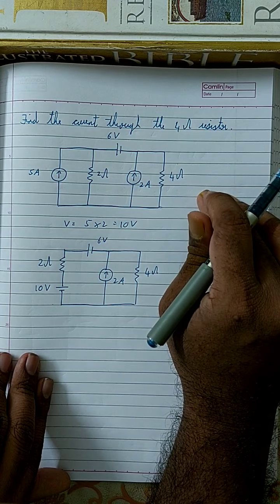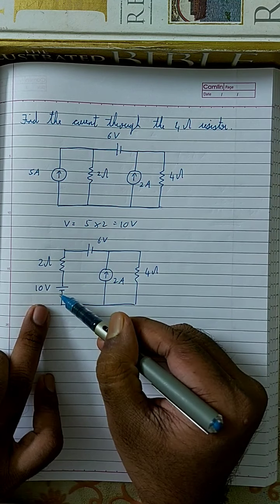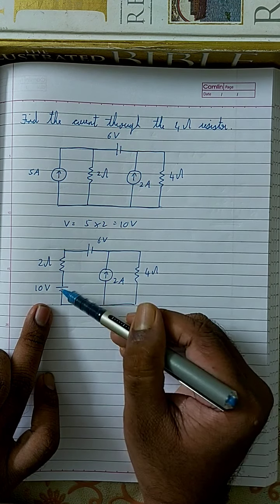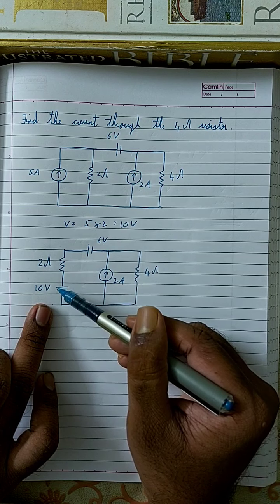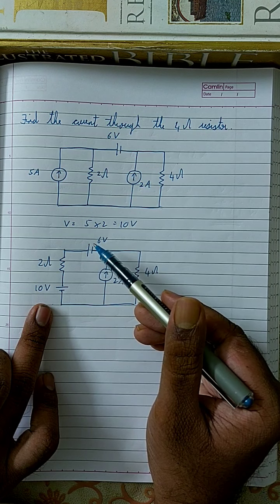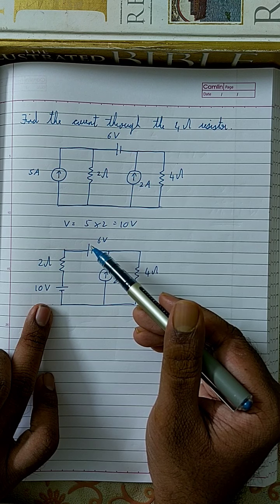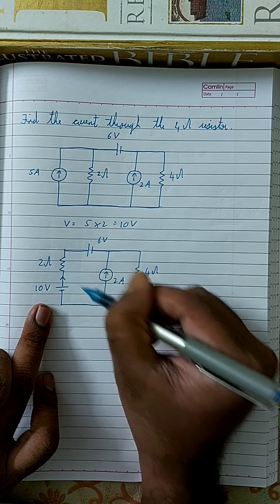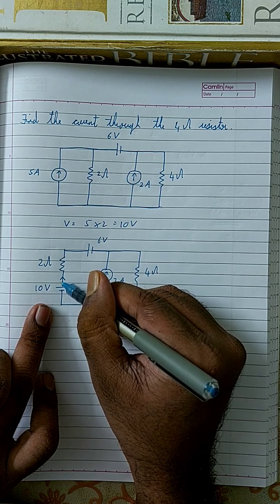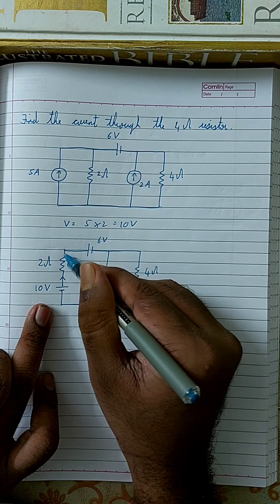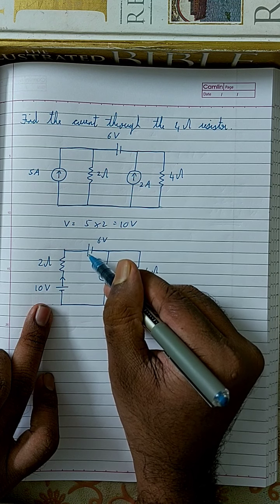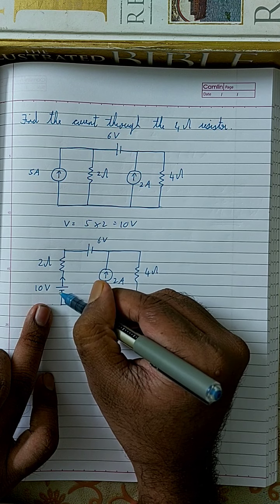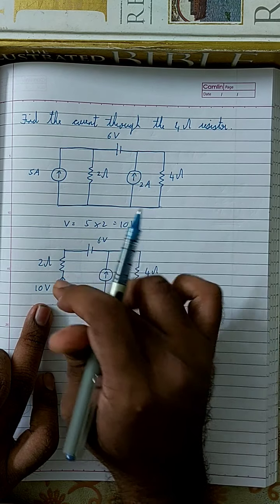Now you can see over here this 10 volt and this 6 volt are in series, which means you can add or subtract. Is it 10 minus 6 or 10 plus 6? To understand which one it is, look at the direction of the current. If this 10 volt battery is generating current in this direction, then the current is going into the positive terminal of the 6 volt source, which means it is not generating current, it is opposing the current. So the total voltage source is 10 minus 6.